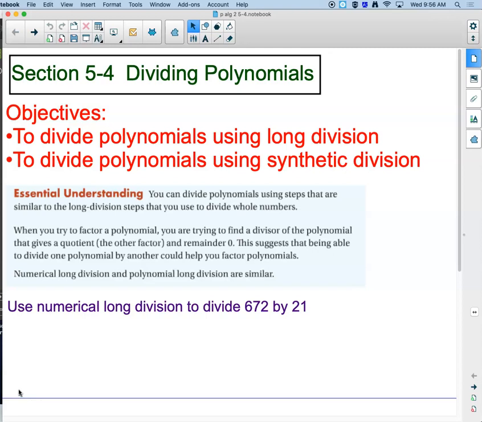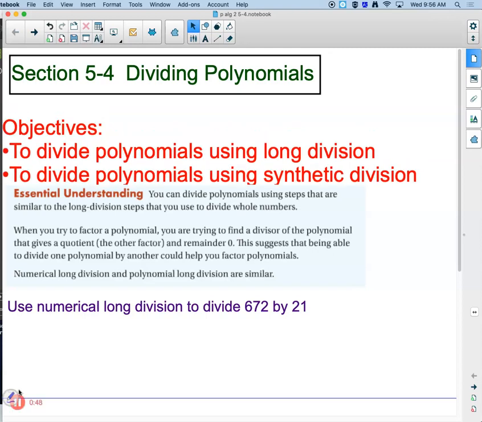But know this, okay? We had to learn long division. Synthetic division doesn't work for every division problem. It only works for division problems where they have us divide by something.